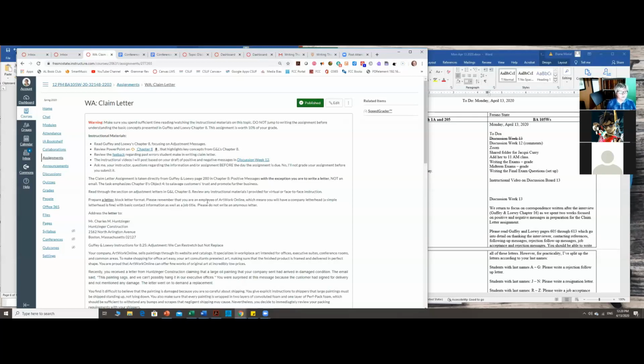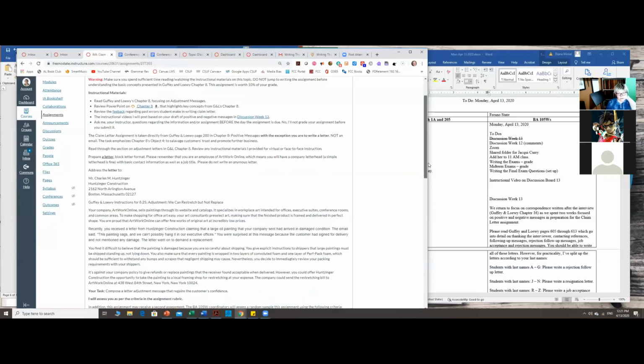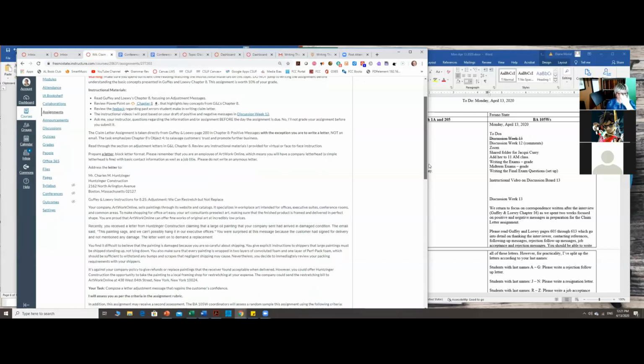Please remember that you are an employee of Artwork Online, which means you will have a company letterhead. A simple letterhead is fine. You don't need a logo or anything, but you do need to have a company address with basic contact information as well as a job title. So think of whatever title would be appropriate in this situation. Please do not write an anonymous letter, which means customer service at Artworks, something or another. Please use your name. There's the address. And of course you spell out everything in letters for me.